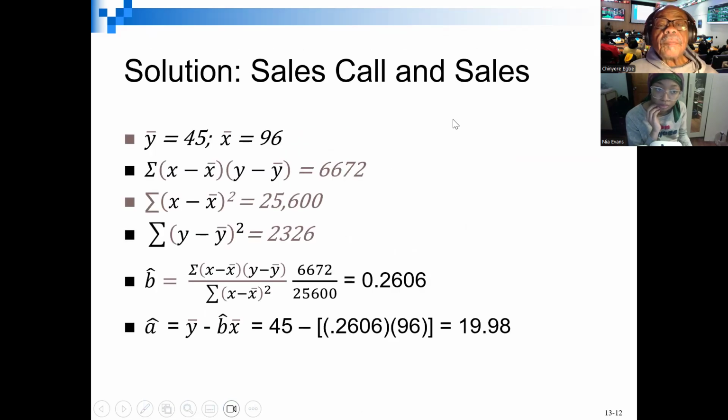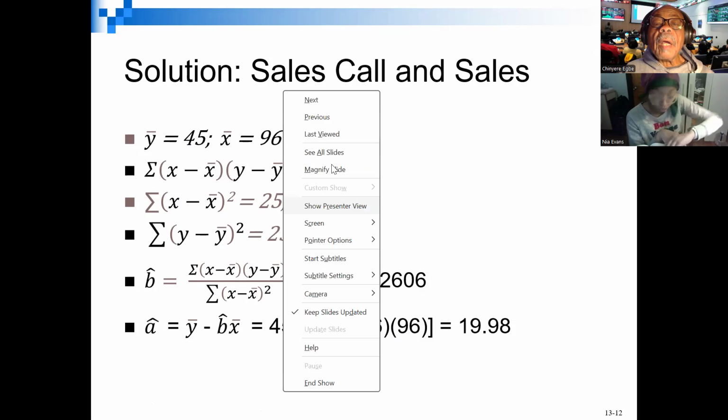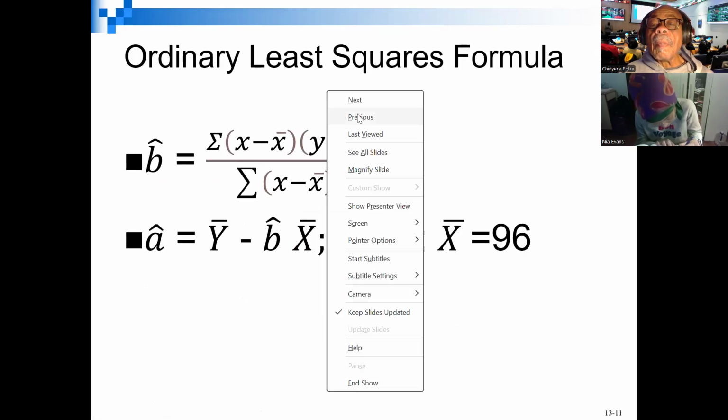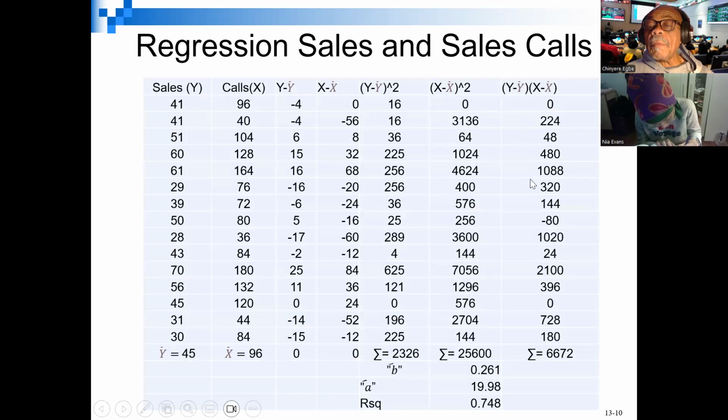And so here's the solution, okay? You have the formula that we have on that side, and the summation of x minus x bar times y minus y bar, which we have here, and I'm going to go back. Okay, the summation of that is 6672. All right, I have all the summations here.